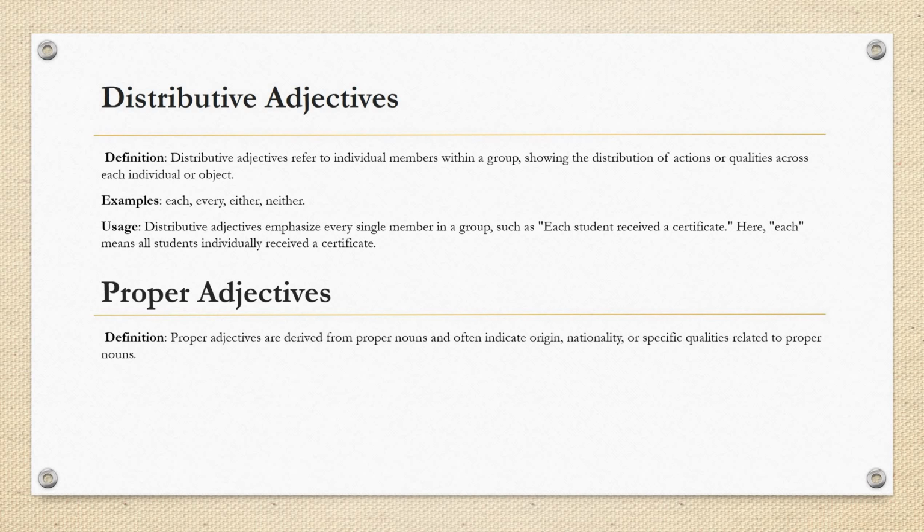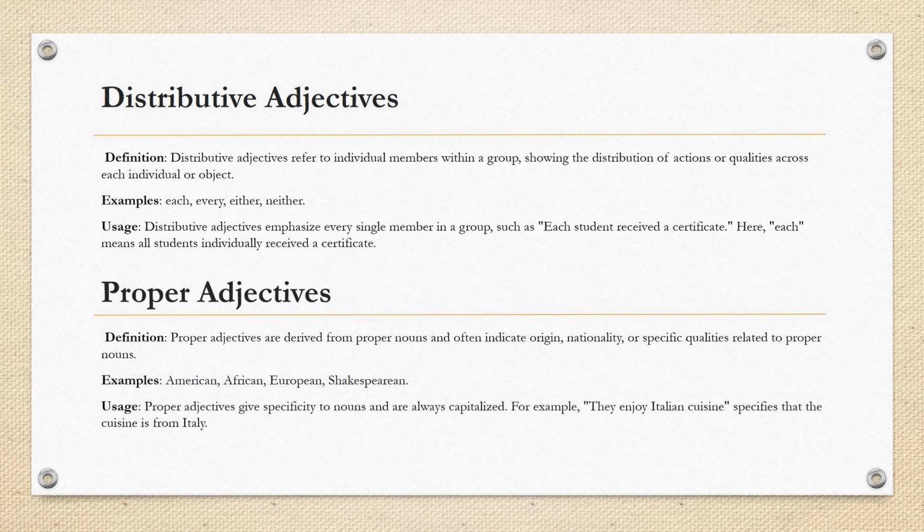Proper adjective. Proper adjectives are derived from proper nouns and often indicate origin, nationality, or specific qualities related to proper nouns. Example: American, African, European, Shakespearean. Usage: proper adjectives give specificity to nouns and are always capitalized. For example, "They enjoyed Italian cuisine," specifying that the cuisine is from Italy.